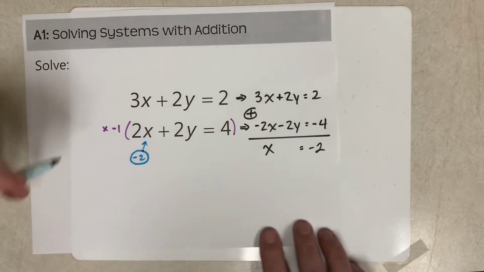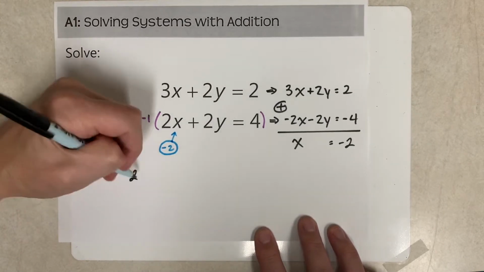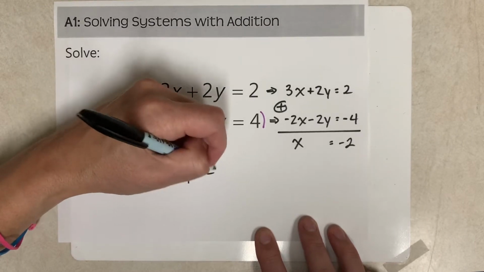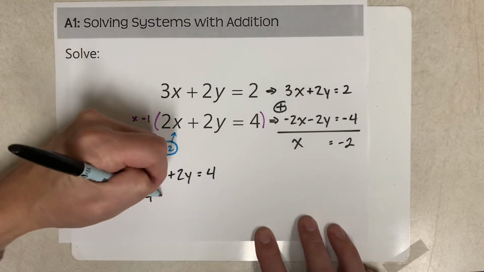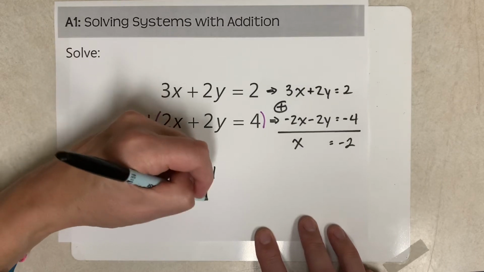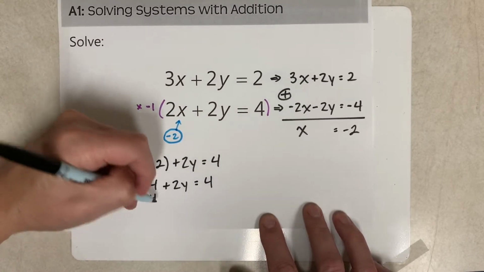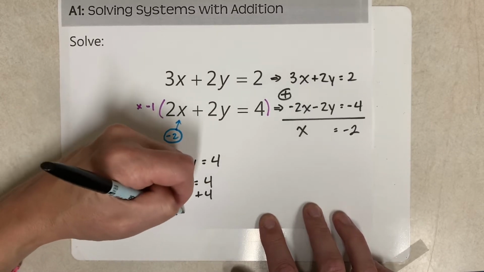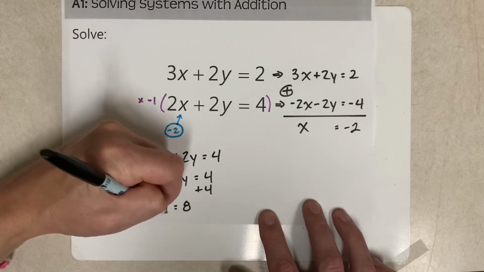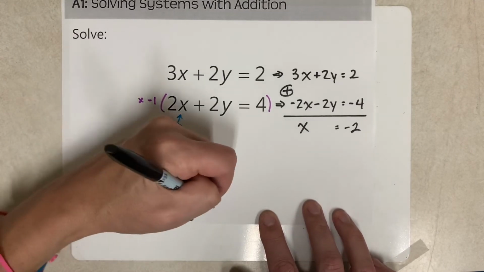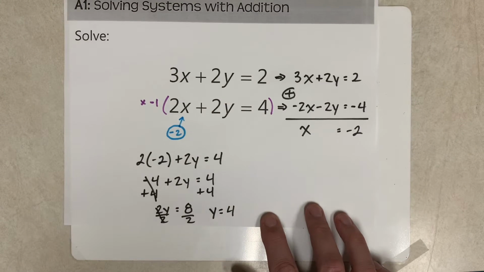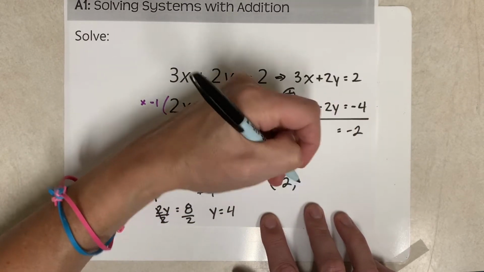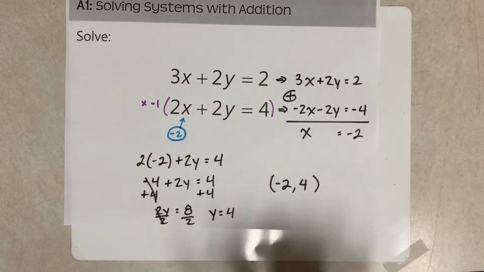So I'm going to do it to the bottom one here. So 2 times negative 2 plus 2y is equal to 4. Negative 4 plus 2y is equal to 4. Add 4 to both sides. Now I'm going to get 2y is equal to 8. Divide by 2. And y is equal to 4. So now I have the ordered pair solution, negative 2, comma, 4.